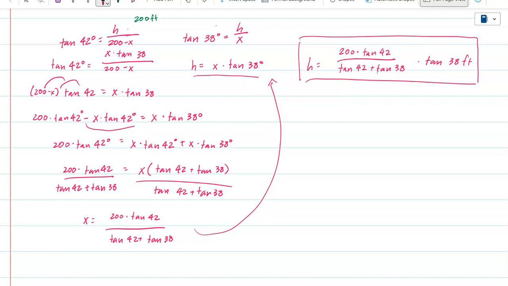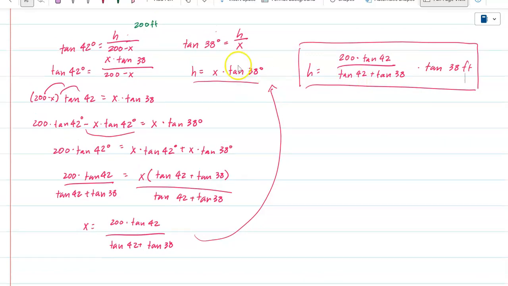You can't simplify. You can't just cross these out. That's a huge no-no, because this isn't a binomial. You would have to factor out a tangent of 38 in this denominator in order to cancel that tangent of 38 in the numerator. But the first term doesn't have a tangent of 38, so you can't do that. Okie dokie. I think that's all the word problems.